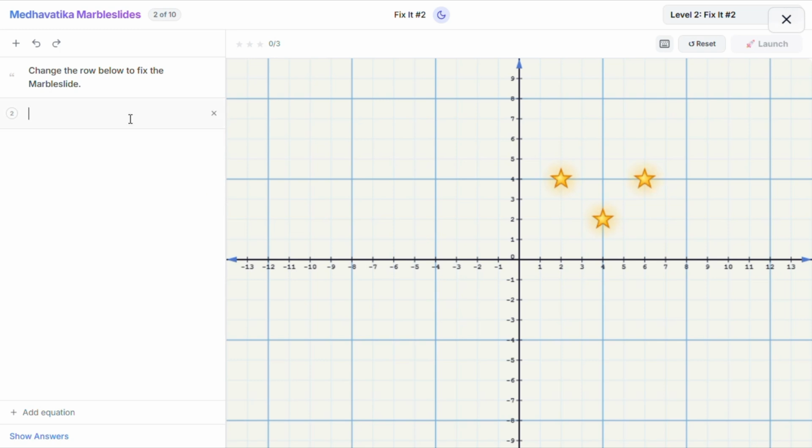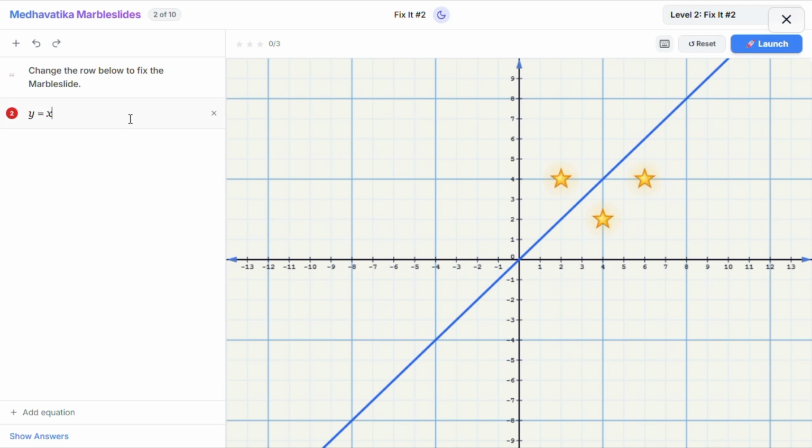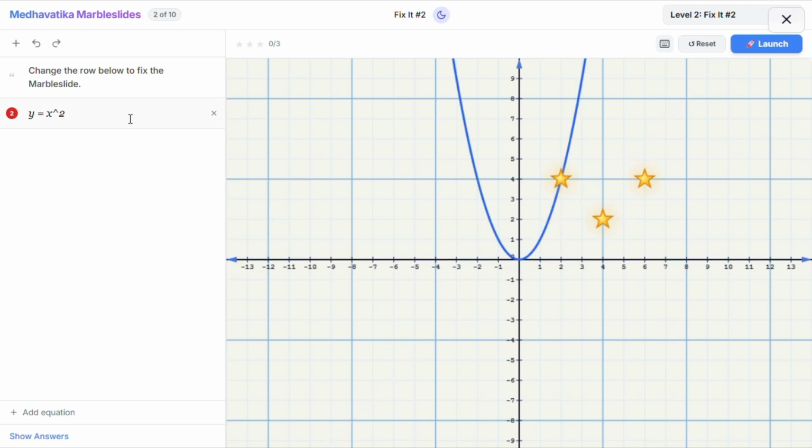In the next challenge, we learn about shifting the vertex. The vertex is the highest or lowest point of our curve. By adding or subtracting values inside the parenthesis, we can move the parabola left or right. This is known as a horizontal shift. Adding a number at the very end of the equation moves the whole curve up or down.